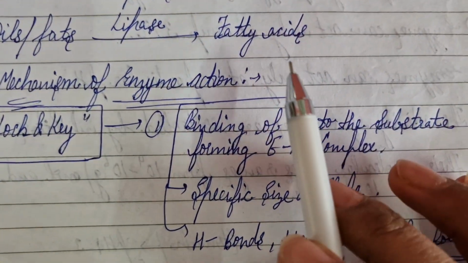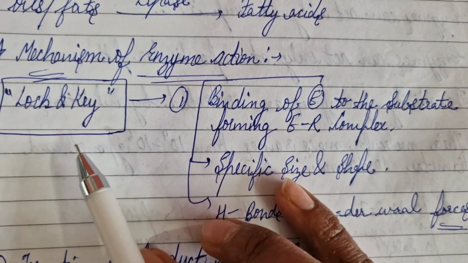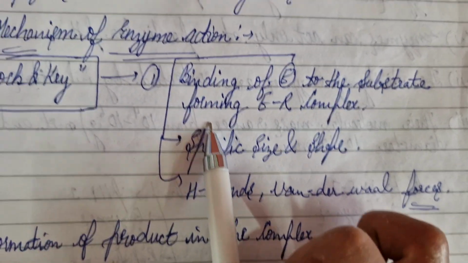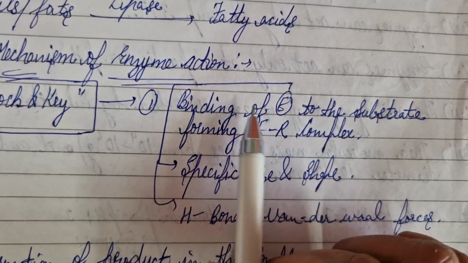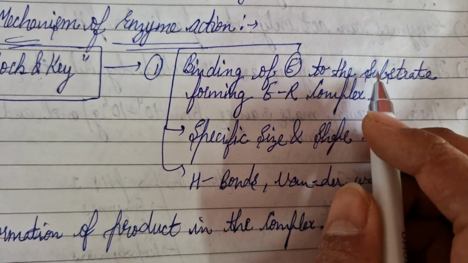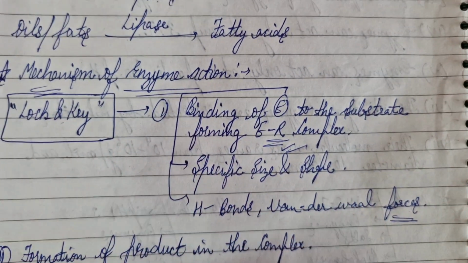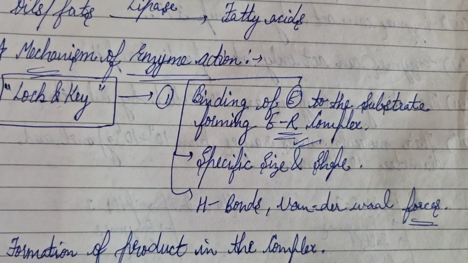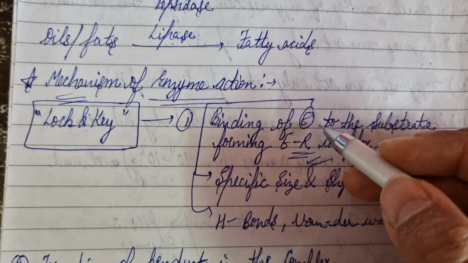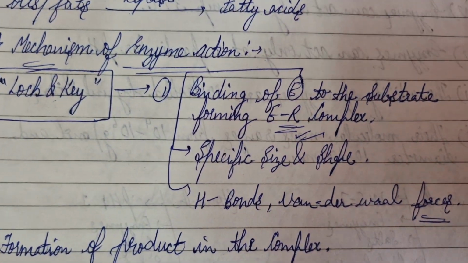Now we will talk about the mechanism of enzyme action. The first type of mechanism that we will study is the lock and key mechanism. In this, the first step is the binding of enzyme to the substrate forming the ES complex. After that, the formation of product takes place, and in the third step the enzyme gets detached from the complex formed in the upper process.